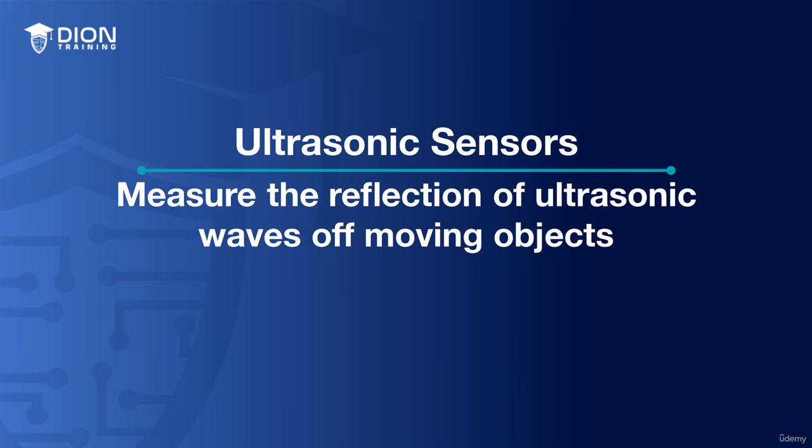And finally, ultrasonic sensors. Ultrasonic sensors are going to be used to measure the reflection of ultrasonic waves off moving objects. Essentially, ultrasonic sensors operate much like a bat does, using echolocation to detect objects in their path. Most of the time, you're going to see that ultrasonic sensors are used in automated systems like automated doors or to detect movement within an indoor environment.